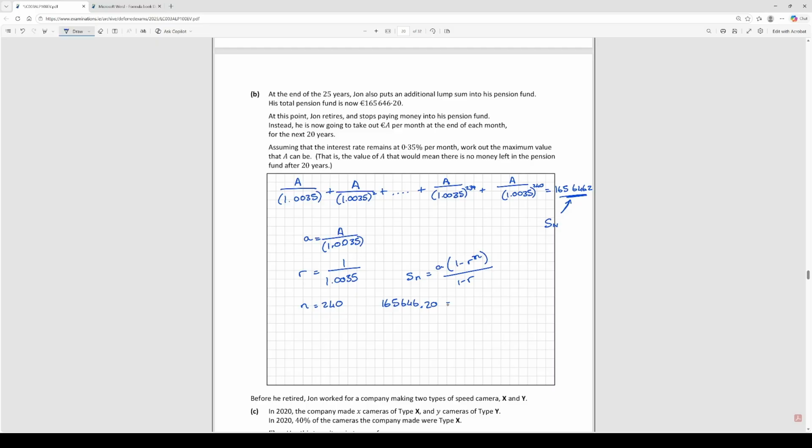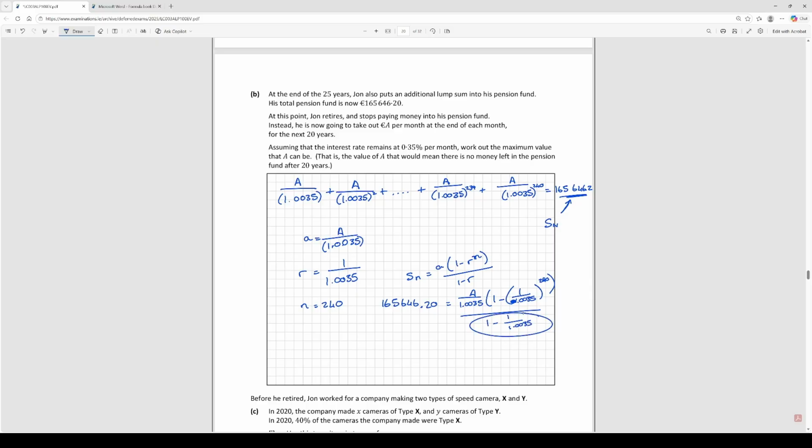165,646.20 equals A would be that fraction, 1.0035. 1 minus this guy. That was a mistake. That's not supposed to be a 0. That's supposed to be a 1. Now this guy is going to be to the power of N, which is 240, yeah, 240, yep. And then that's all over 1 minus 1 over 1.0035.